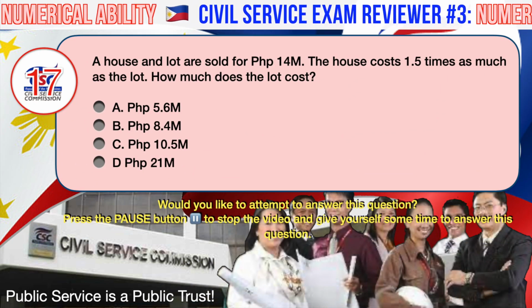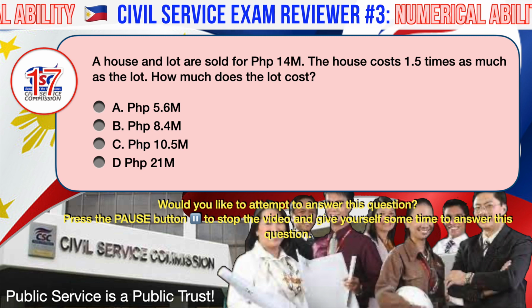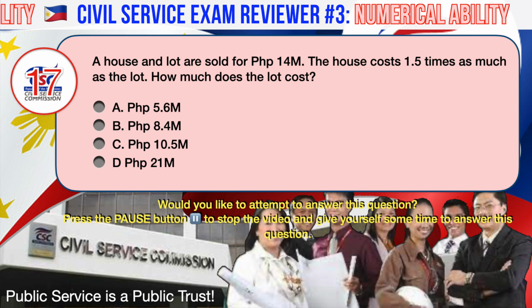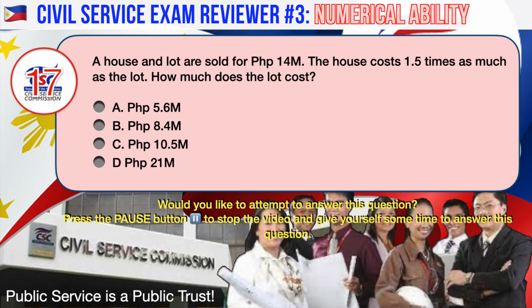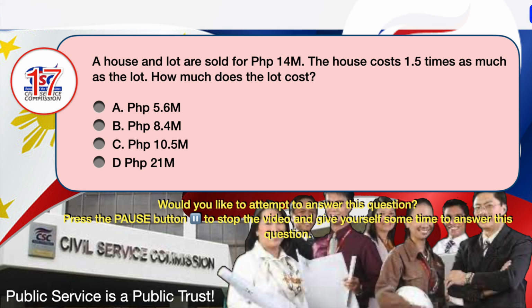Question number 17. A house and lot are sold for 14 million pesos. The house costs 1.5 times as much as the lot. How much does the lot cost? A. 5.6 million pesos. B. 8.4 million pesos. C. 10.5 million pesos. D. 21 million pesos.